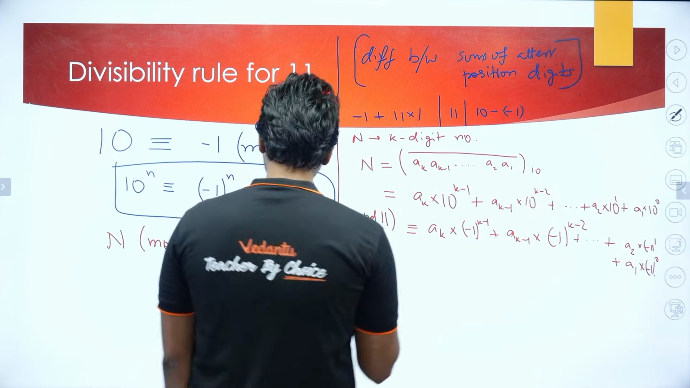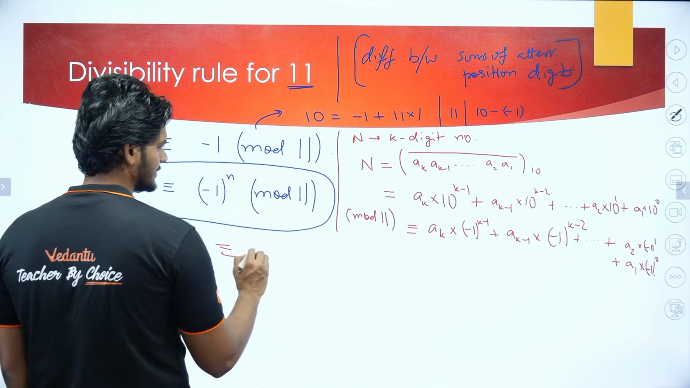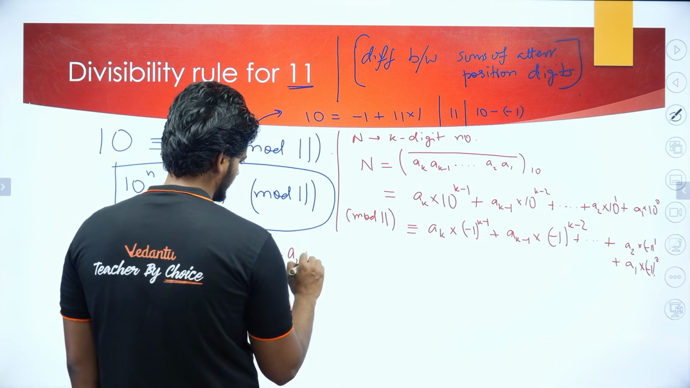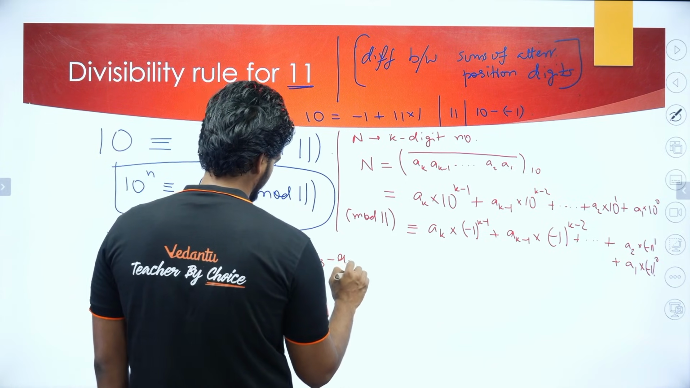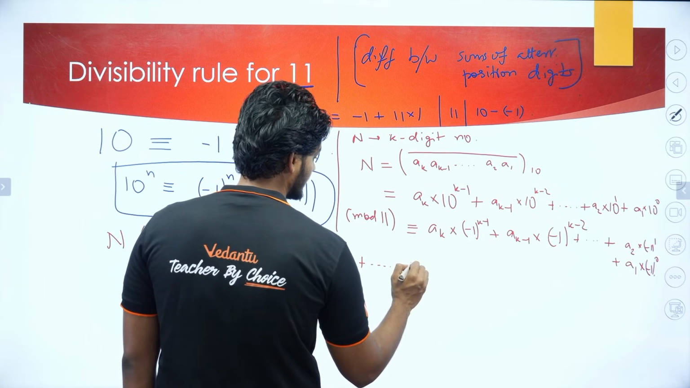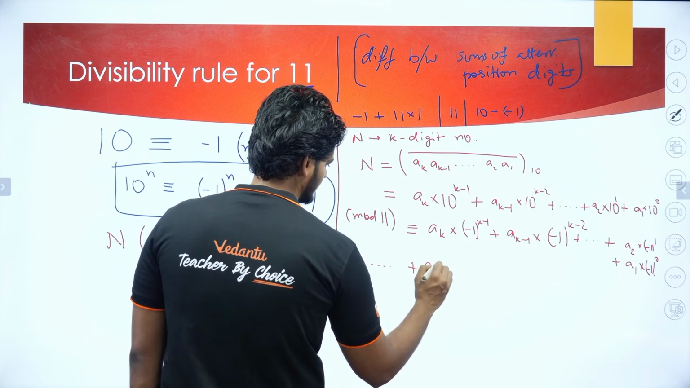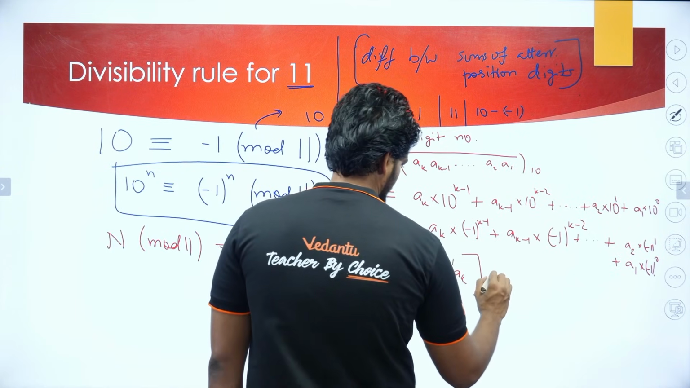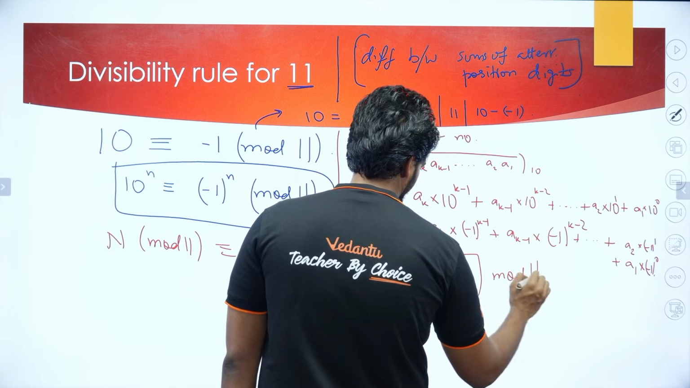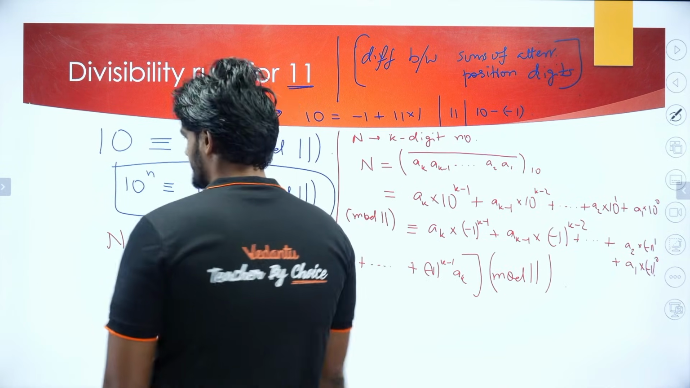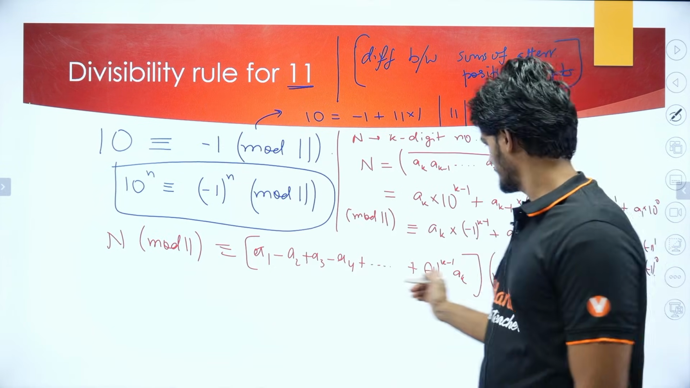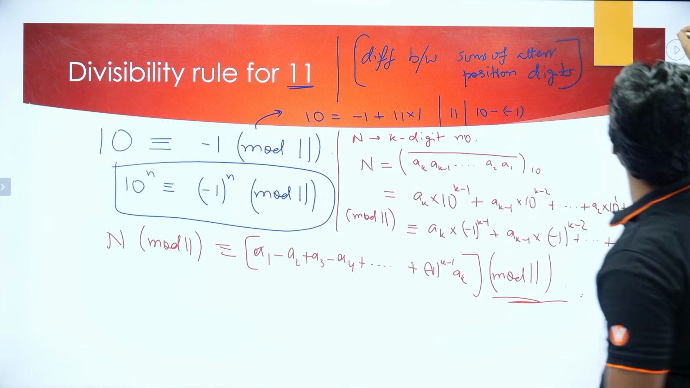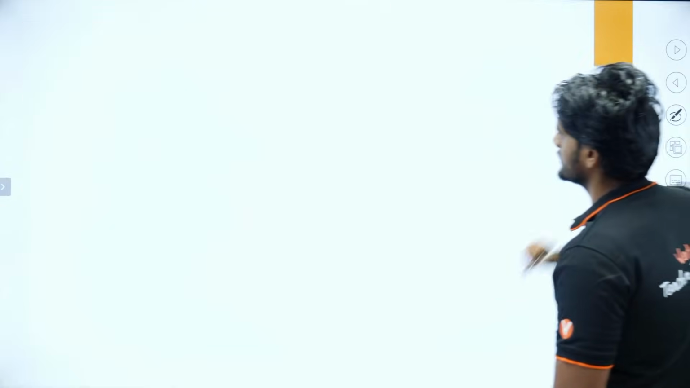So this will be congruent to, let's start from a1, right. So it is a1 minus a2 plus a3 minus a4 plus dot dot dot till plus minus 1 power k minus 1 ak mod 11. Is that understood? Now I can also rewrite this, let me do that in the next slide.